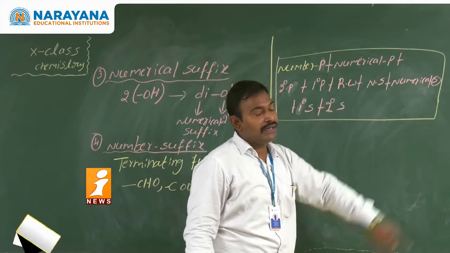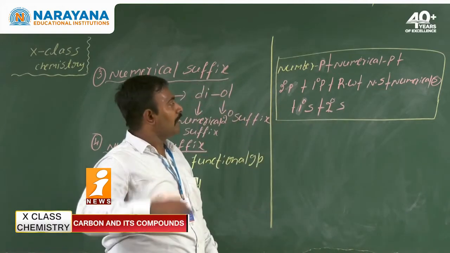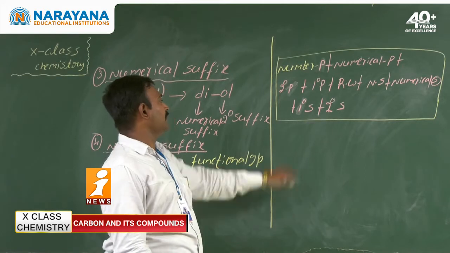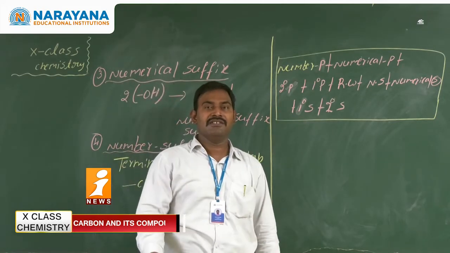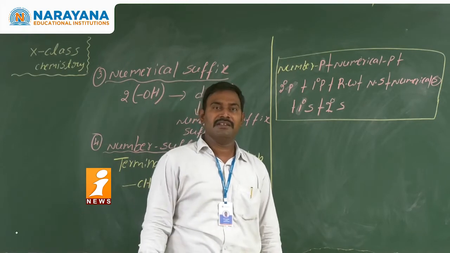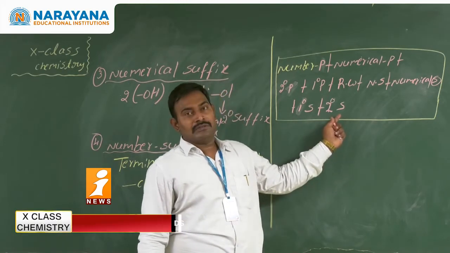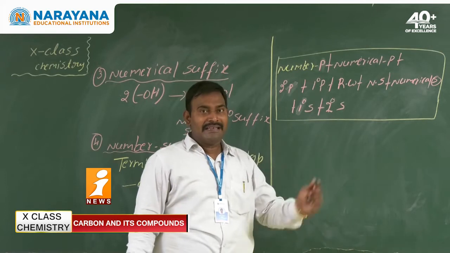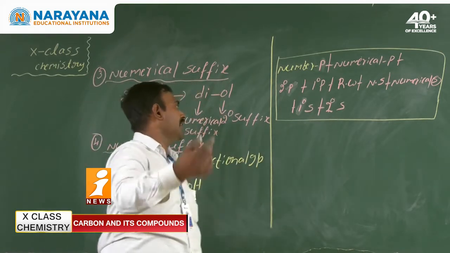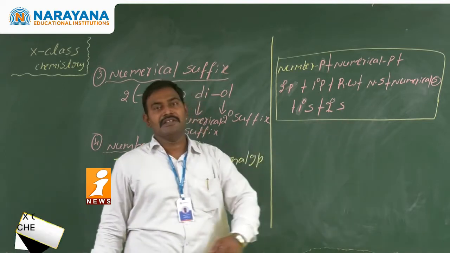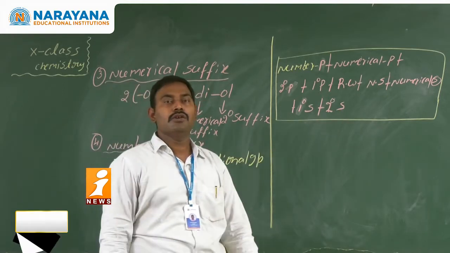Next one, numerical suffix. That means how many times the functional group is repeating. Next, primary suffix: whether the carbon is saturated or unsaturated. Saturated, ane; unsaturated, ene. That means unsaturated with a double bond, ene; unsaturated with a triple bond, yne. Next, secondary suffix indicates the functional group.